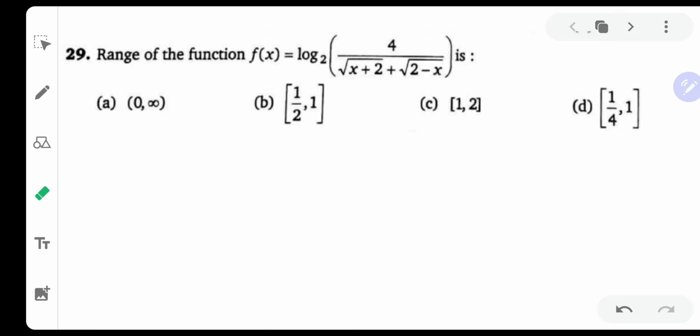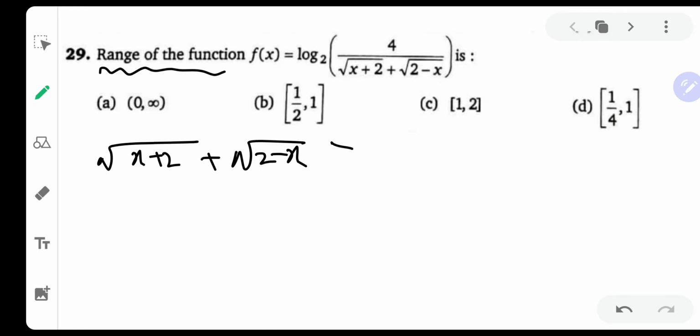So here we are on page number 6, question number 29. We are asked the range of the function. This is log of 4 by some surd to the base 2. Now definitely this root of x plus 2 plus root of 2 minus x will be a positive quantity, because this is a positive number and this is also a positive number, so positive plus positive will be positive.